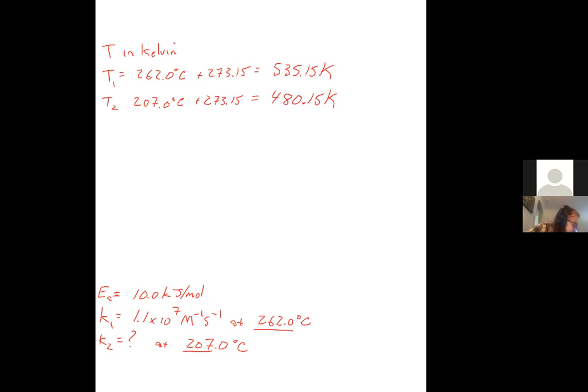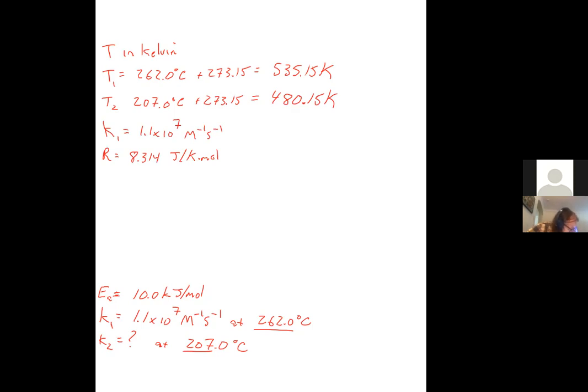Okay, get colder. Now, we know K1, that's going to be our original value of K, 1.1 times 10 to the 7, molarity minus 1, seconds minus 1. Okay, what's R? R is the gas constant. You're going to use the 8.314 joules per K mole. Don't use the 0.08206 that you may have learned in Chem 11. Use this value right here, energy units.